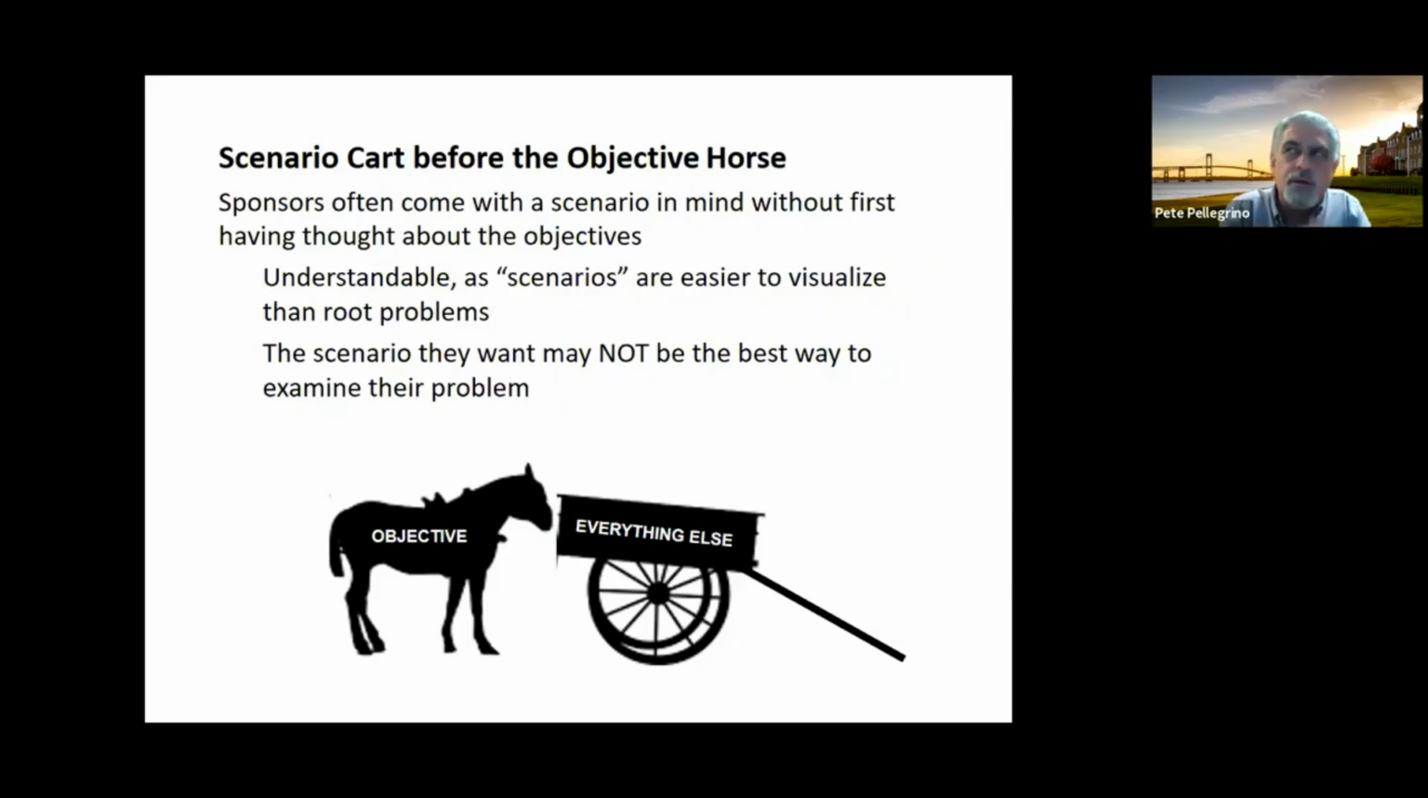I've got a whole lecture on how you think about scenarios, and the difference between what we call front-end scenarios and back-end scenarios, and how they should all serve the objective. That's what we call getting the snare cart before the objective horse. The objective should be pulling everything along with it, okay?